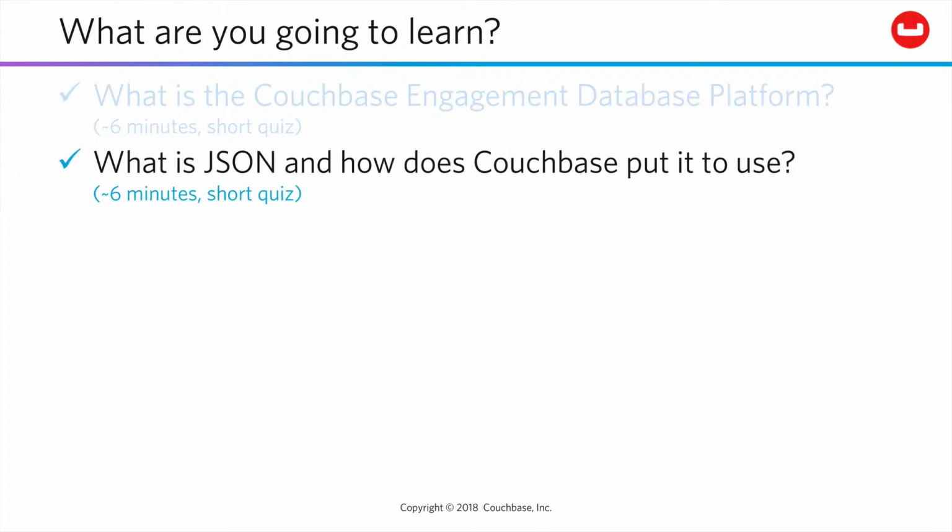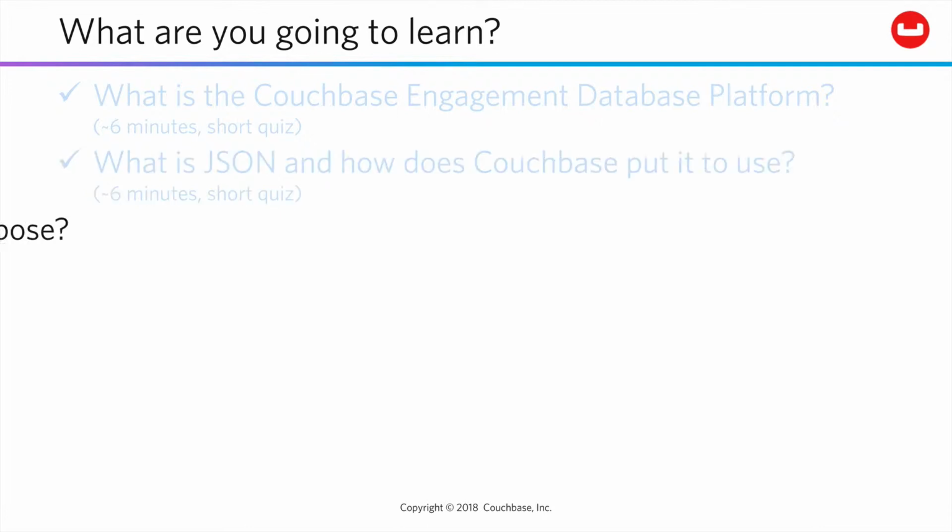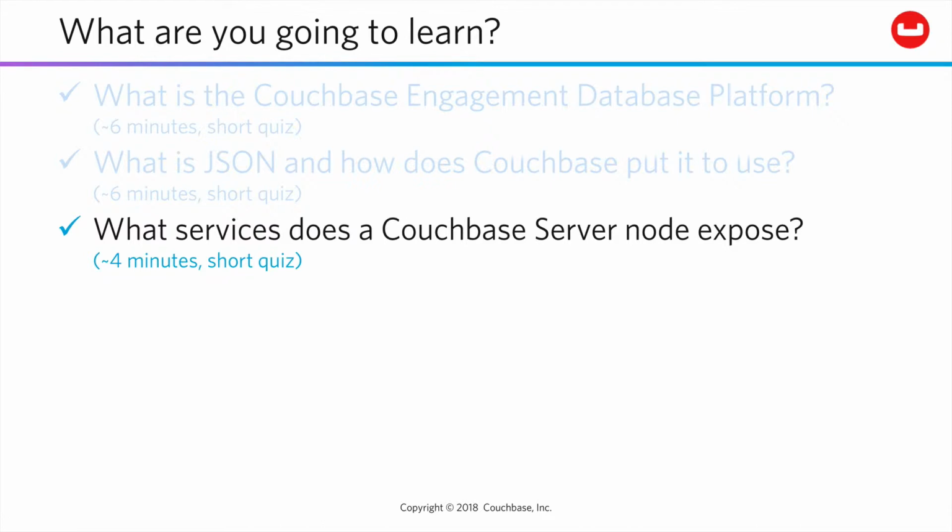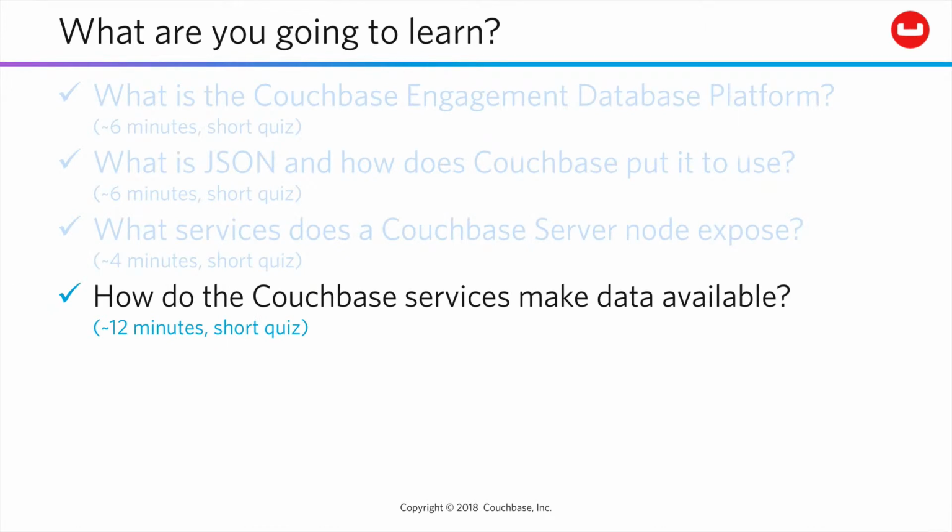Next, we'll take a look at JSON. What is it, and how does Couchbase leverage it to let you flexibly manage all that data streaming in through your engagements? Again, the video is followed by a short quiz. Then we'll start digging into Couchbase server itself to introduce the services each node can expose. We'll go further to examine specifically how each service delivers data to your customers and to other services.